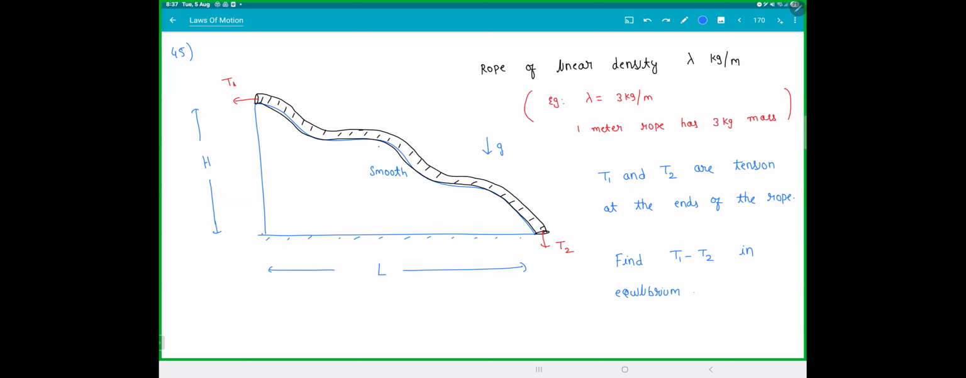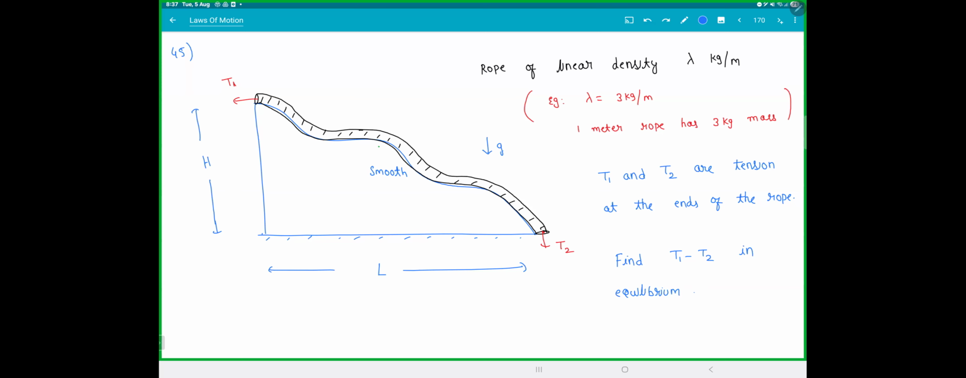Look at this. That means it doesn't matter what is the shape of the rope, right? The answer should depend only on H and L. Isn't that what you're trying to tell me? You're telling me it doesn't matter what is the shape of the rope or what is the shape of that incline. The answer doesn't depend on the shape.